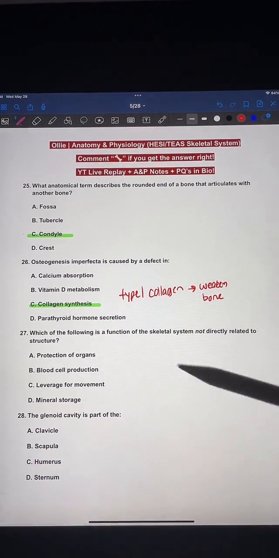Number 27 now that we are on, which of the following is a function of the skeletal system not directly related to its structure? Not directly related to its structure.